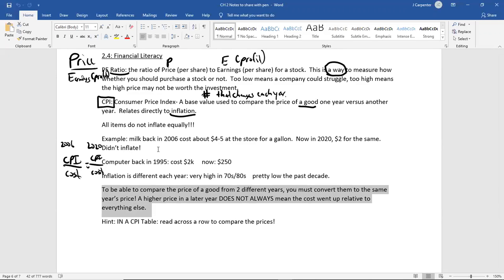To be able to compare the price of a good from two different years, you must convert them to the same year's price, the same year's dollar. Kind of like a US dollar and a euro have different values, the dollar in 1995 has a different value than the dollar in 2020. So converting from a dollar to a euro is literally the same thing as converting a 1995 dollar to a 2020 dollar. It's not the same conversion values, but it's the same concept.